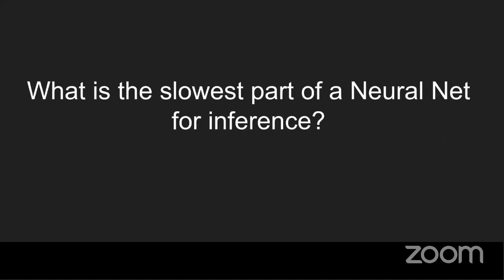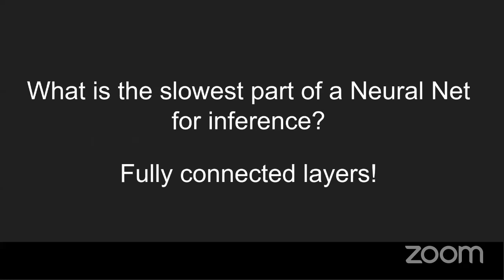And here's a question that a lot of people surprisingly don't know. What is the slowest part of a neural network for inference? And this is pretty much true for every single neural network that exists in production. The answer is the fully connected layers. Any large, dense matrix multiplication inside of your neural network is by far the thing that takes up the most compute.